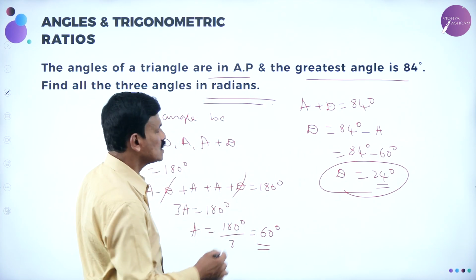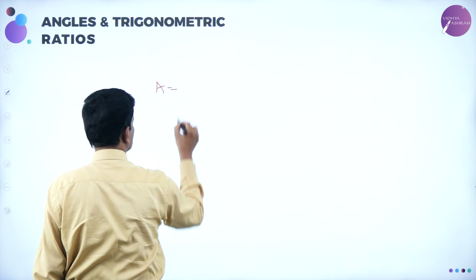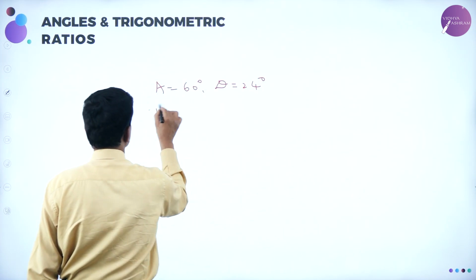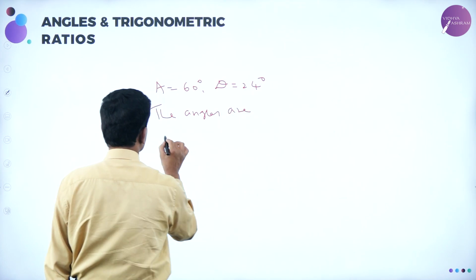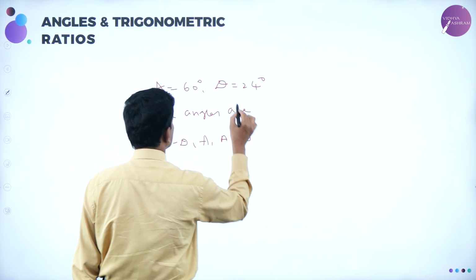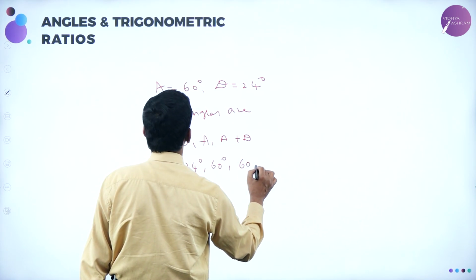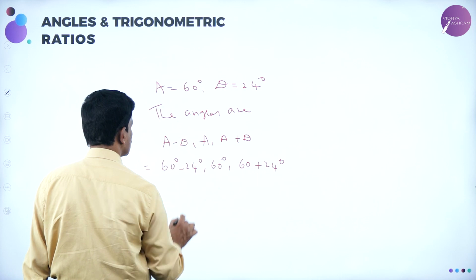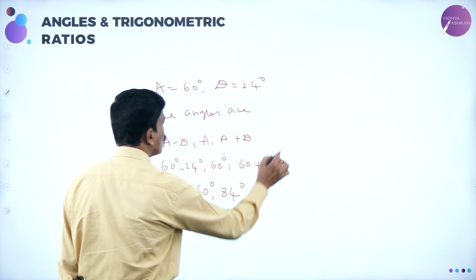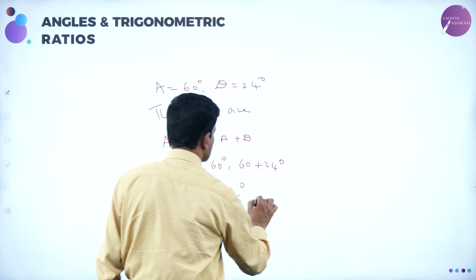Now, if A is equal to 60 and D is equal to 24, substitute it. The angles of the triangle are A minus D, A and A plus D: 60 minus 24, 60, 60 plus 24. So, that is 36 degrees, 60 degrees, 84 degrees. According to the definition, the greatest angle is 84 degrees and the least one is 36 degrees. So, these are in degrees.